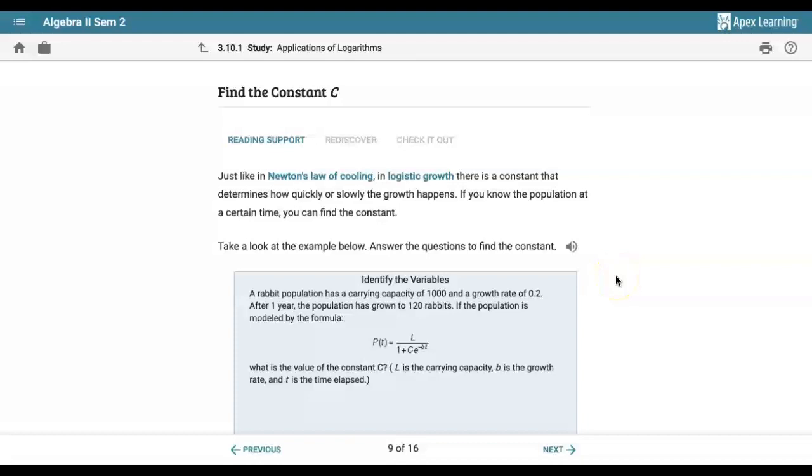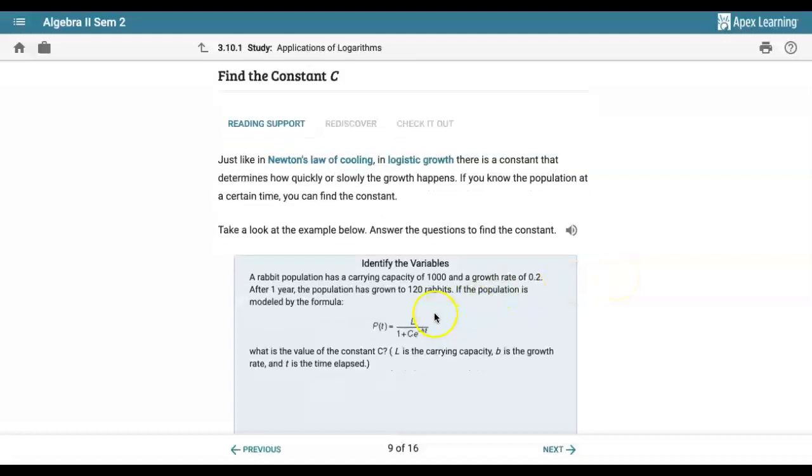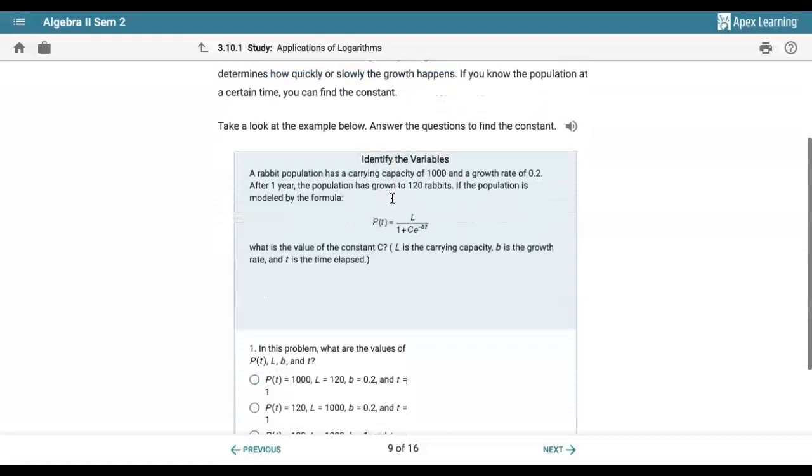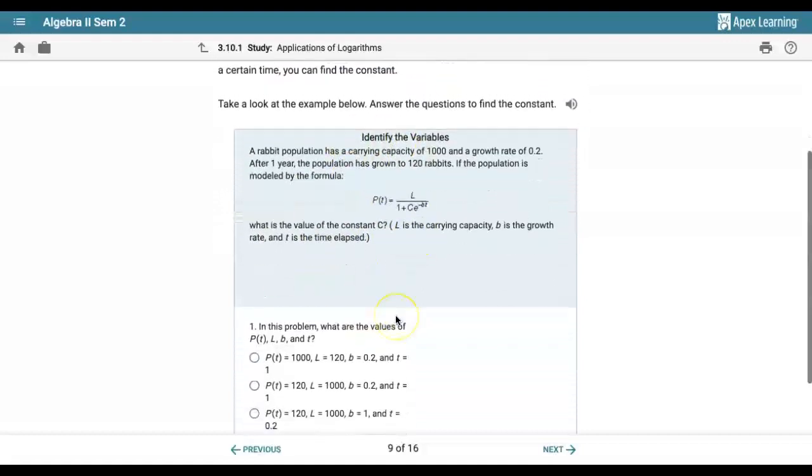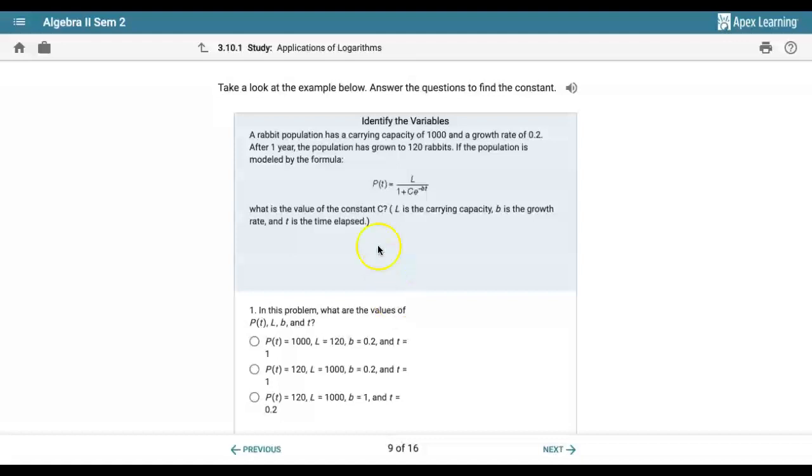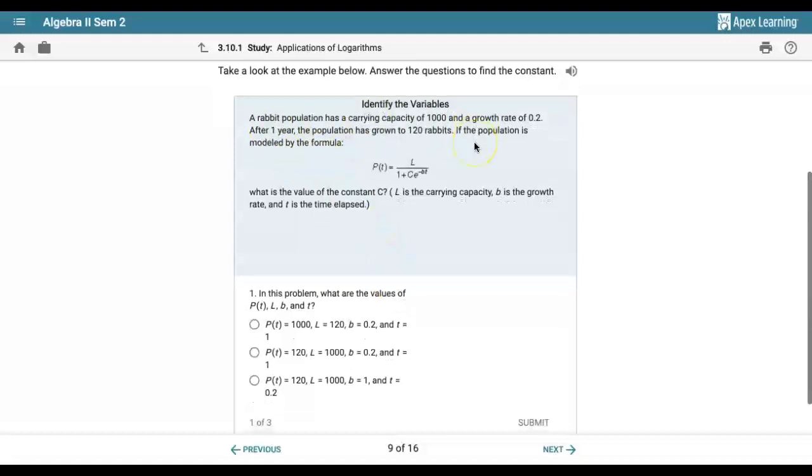If we look at another example, just like Newton's law of cooling, there is a constant here that can show how quickly or how slowly the growth happens. Continuing to identify our variables, a rabbit population has a carrying capacity of 1,000, and the growth rate is 0.2. After 1 year, the population has grown to 120 rabbits.